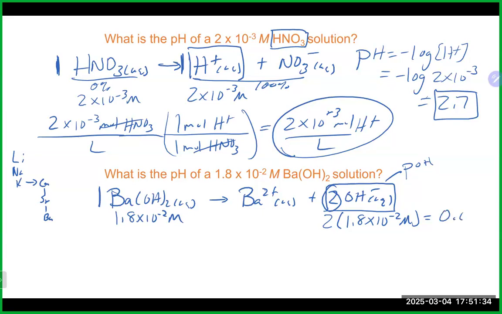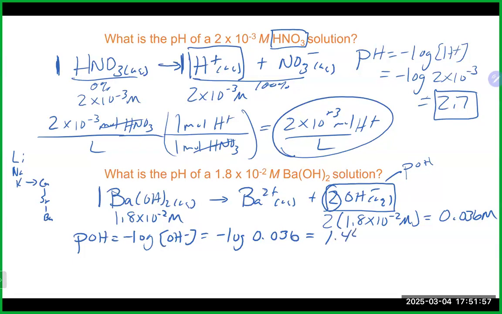That gets you 0.036 molar as our hydroxide concentration. That means our pOH is the negative log of the hydroxide, negative log of 0.036, and minus the log of that is going to give me a 1.44.